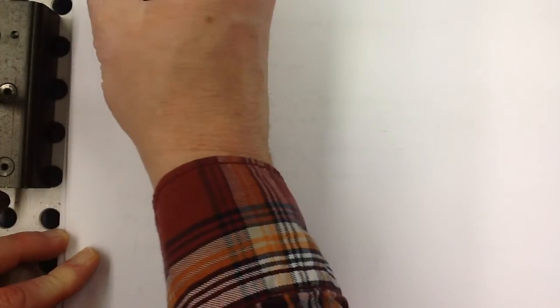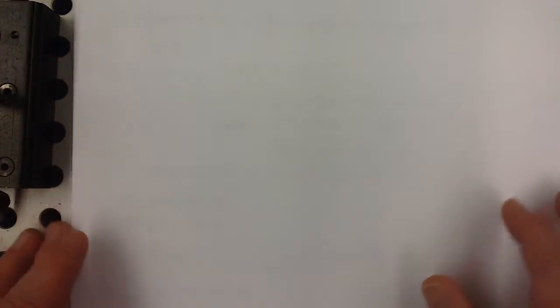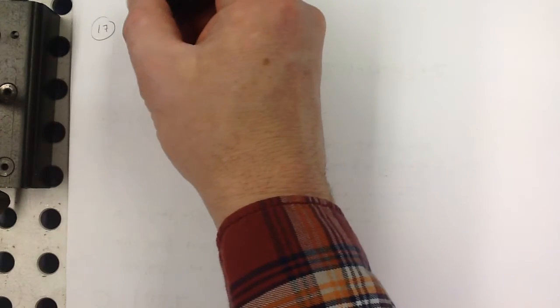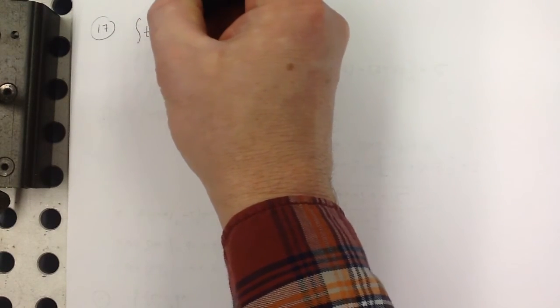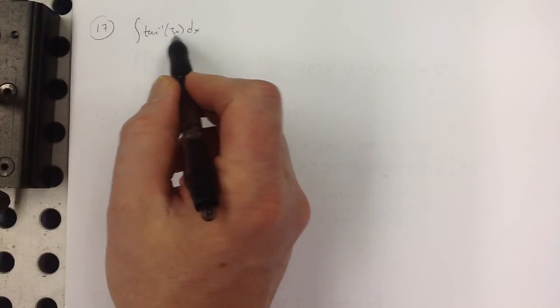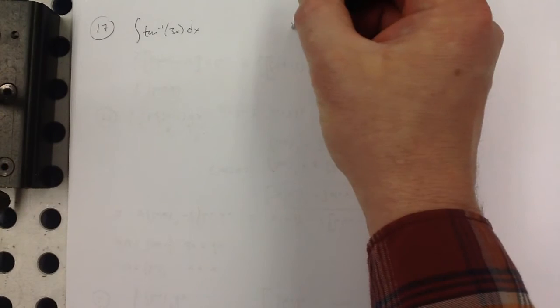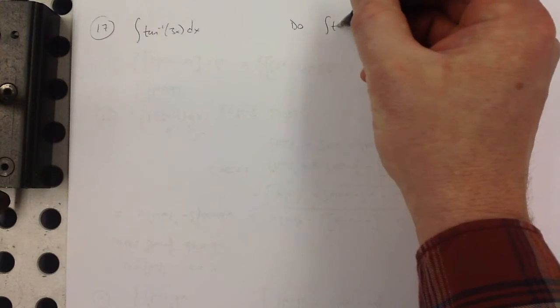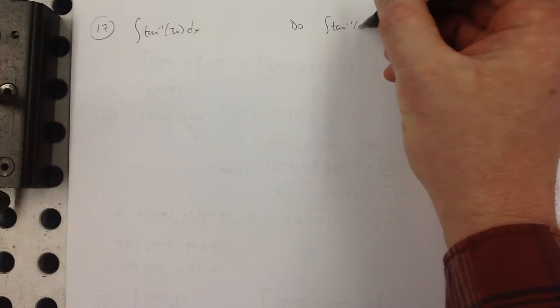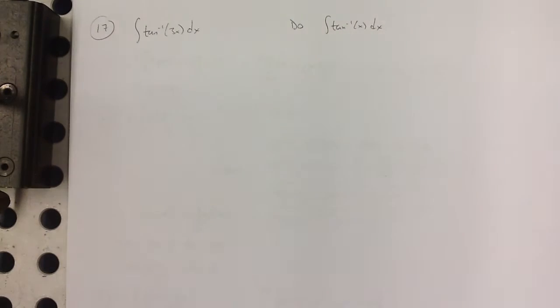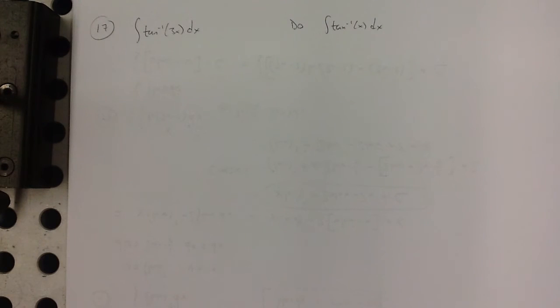Let's see, what are we doing next? 17. We've got the antiderivative of tangent inverse of 3x dx. Now I'm going to do the same thing that I did before. I know that this is going to be an easier problem if I don't do it with the 3x. I'm going to do this problem instead, and then I'm going to use the same trick that I just used on the last problem.